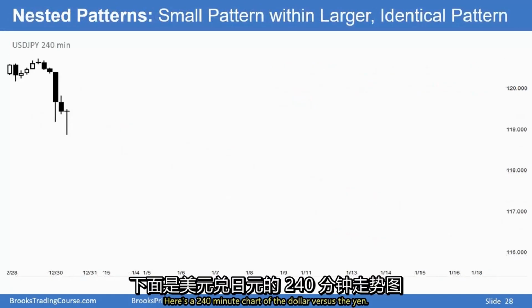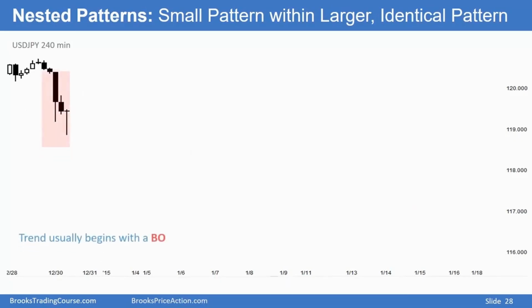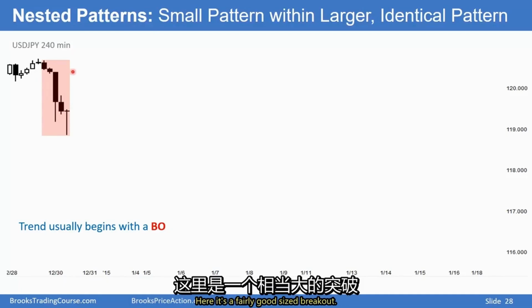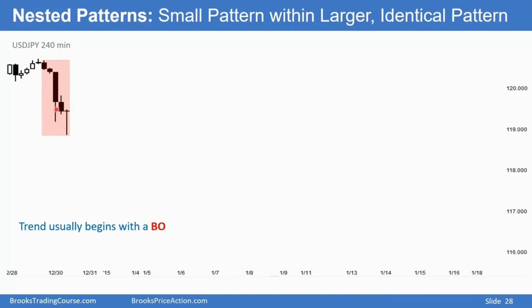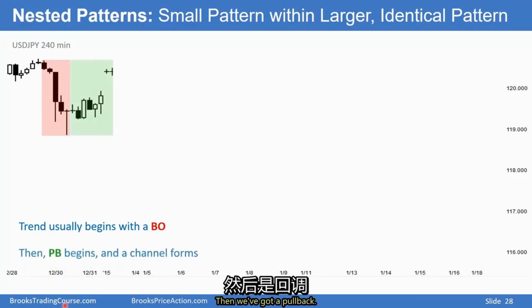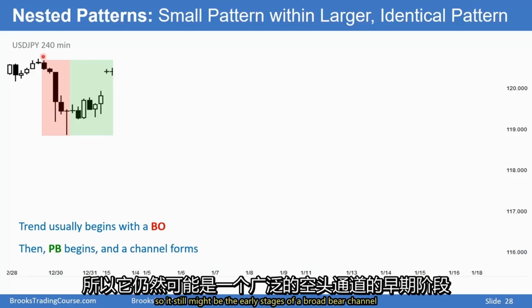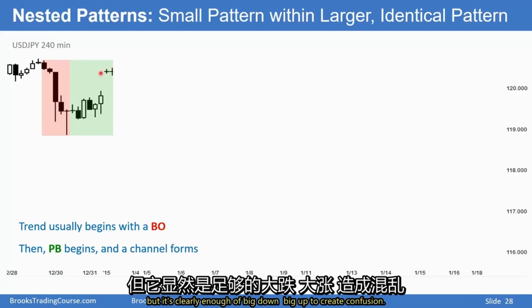Here's a 240-minute chart of the dollar versus the yen. Most trends begin with a breakout. Here it's a fairly good-sized breakout. Then we got a pullback. At this point, it's still below this high, so it still might be the early stages of a broad bear channel, but it's clearly enough of a big down, big up to create confusion.